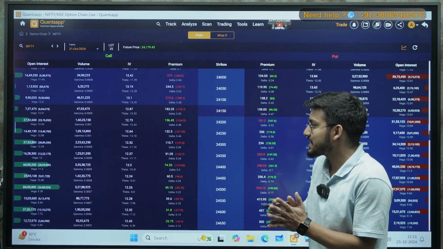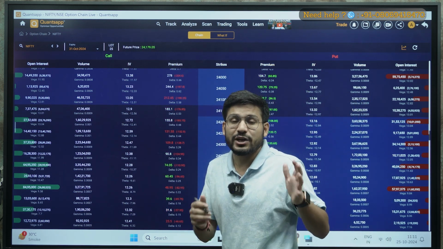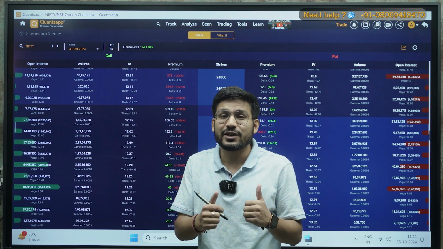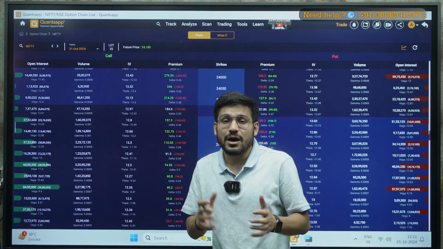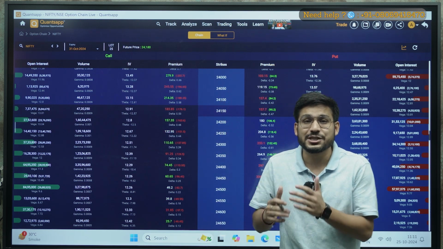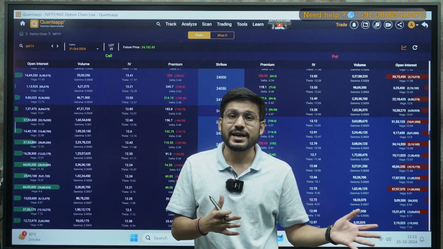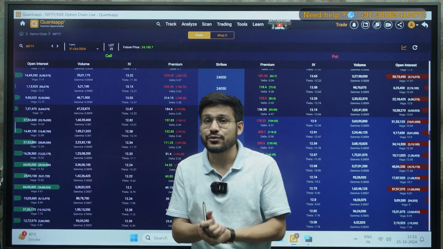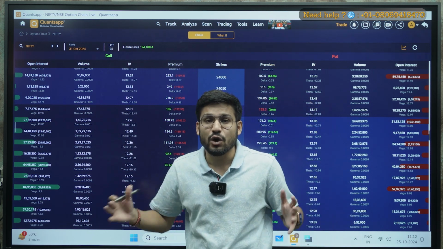But I can see the maximum volume accumulated is at 24,400, right? And I was also predicting that 24,400 would be a level from where the market will face rejection. So it is backing up my theory, my prediction, right? If I'm going as a seller, I can sell that level as well. So that is one of the things you have to analyze along with the open interest. Just make sure to confirm it with the volume as well.